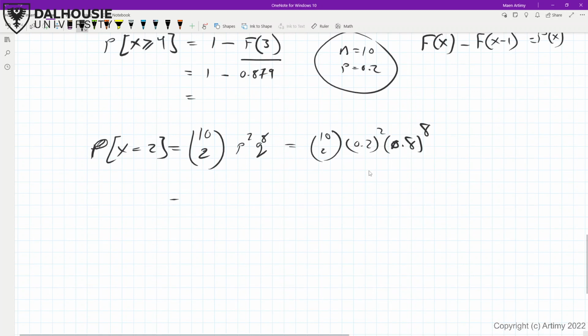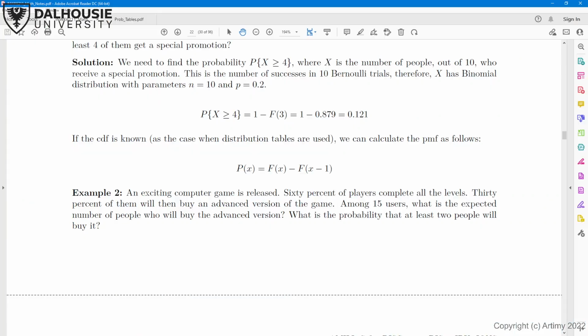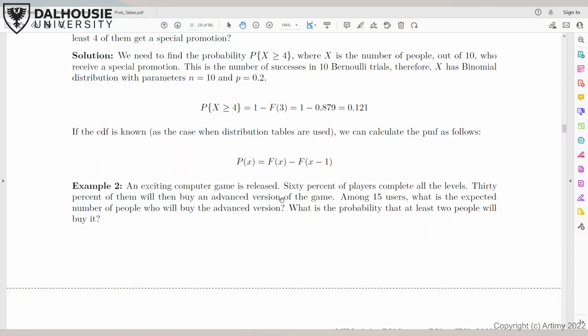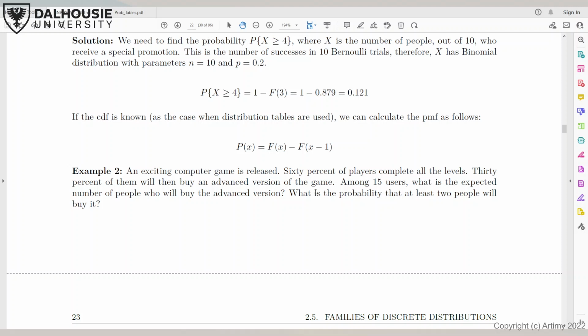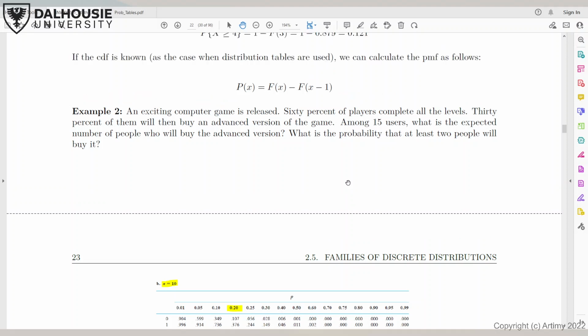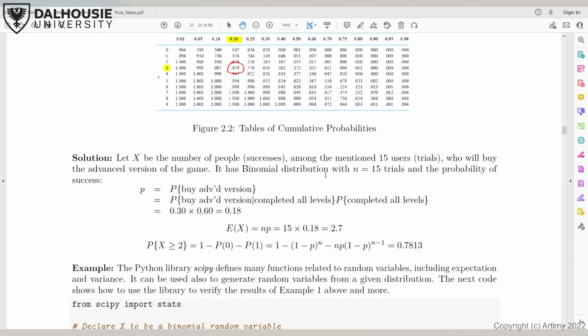In other words, I can say the probability of x equal 2 is F of 2 minus F of 1, and it will give me the same result. So keep that in mind, that you can use the cumulative distribution function to find the exact probability for a specific random variable. Okay.